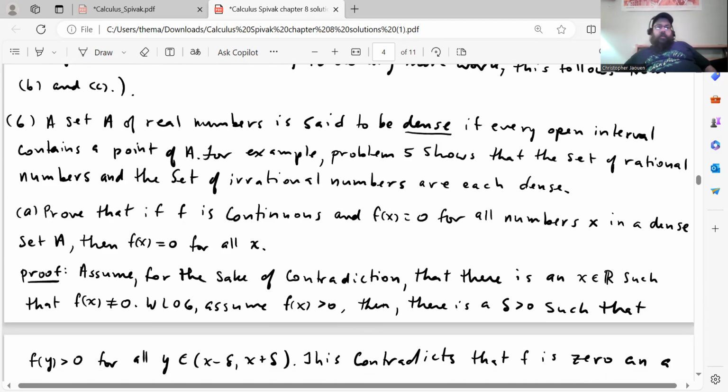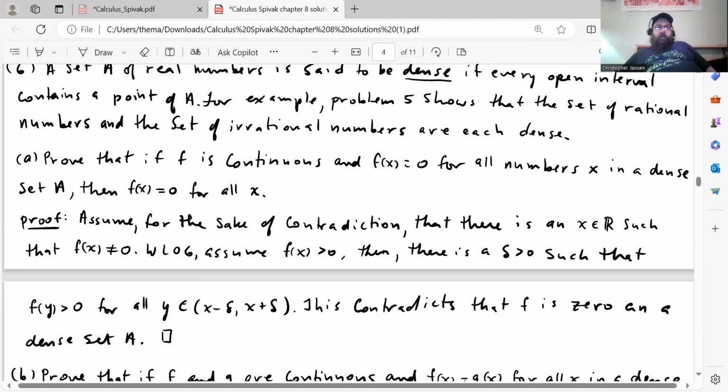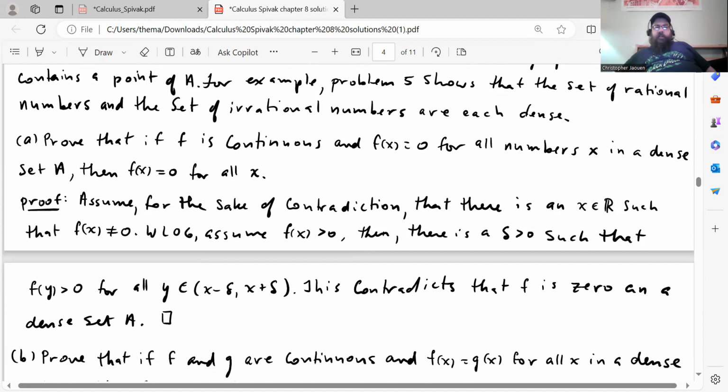Okay, going on to question 6. Here he defines what it means for a set to be dense in another set. A set A of real numbers is said to be dense if every open interval contains a point of A. For example, problem 5, which is the one we just did, shows that the set of rational numbers and the set of irrational numbers are each dense. There's a bunch of parts to this question as well. Part A says, prove that if f is continuous and f of x equals 0 for all numbers x in a dense set A, then f of x is equal to 0 for all x.